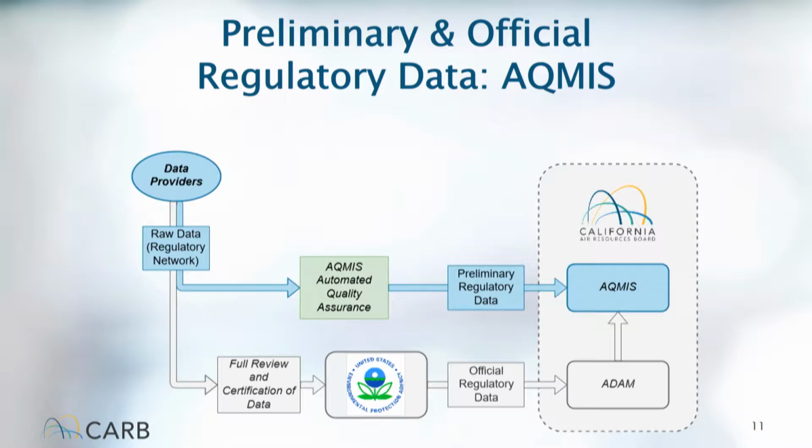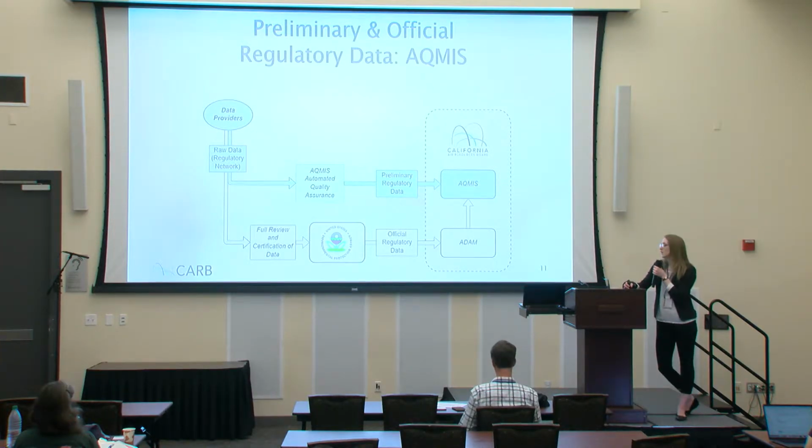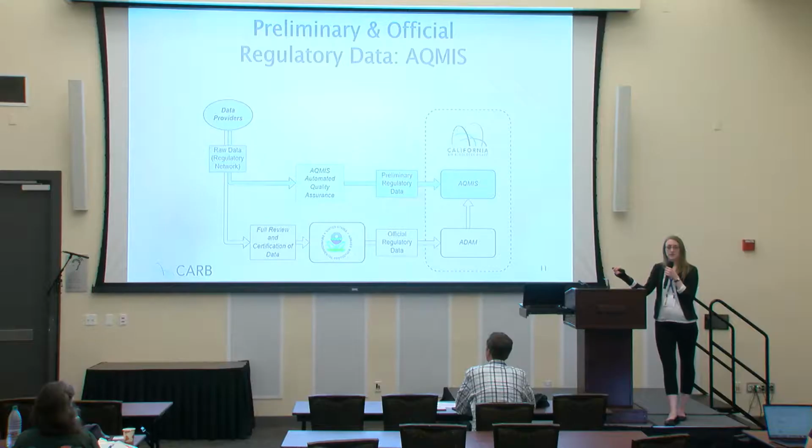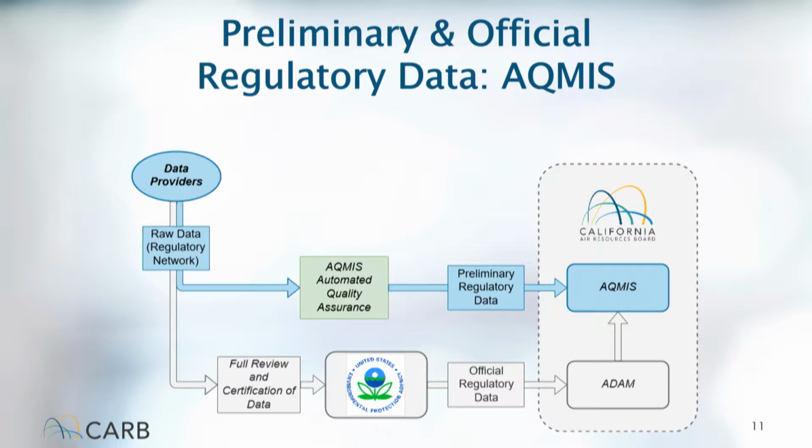So again, we get the data from the regulatory network for ACMAs, but instead of waiting while data providers are doing that full review and certification process, we actually collect the raw data from the data providers, they send it to us, and we run an automated quality assurance routine on it in our ACMAs system. This is a really robust automated quality assurance routine that we developed at CARB, and it really is able to differentiate between good quality data and questionable data with a really high degree of accuracy. And so we can generally trust the data that's being shown on the front pages of ACMAs, since it has undergone some check. It's not just raw data from the instruments. So basically, after it goes through the quality assurance routine, it gets sent to our ACMAs database and web pages.